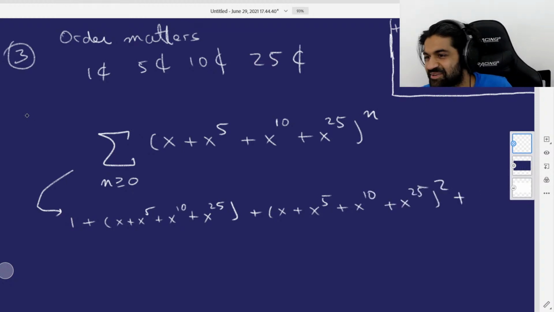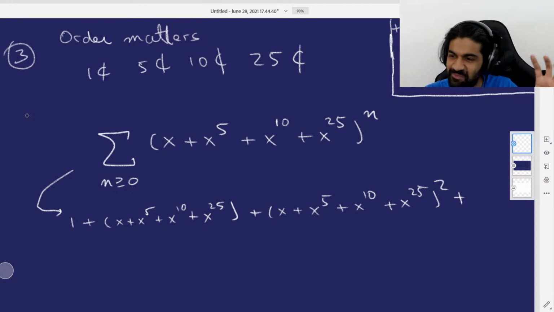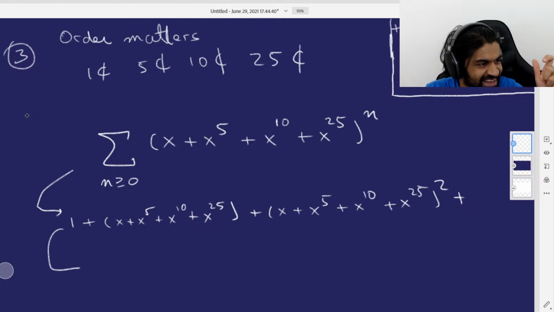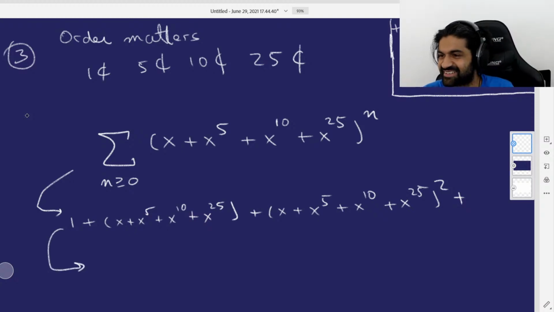Squared and then cubed and so on and so forth. Any idea how to compactify this? I should not be using the word compactify willy-nilly, but any ideas about how you write this as something shorter, not an infinite sum? So remember, this is the generating function for when I'm allowed to use any number of cents, order matters, okay?